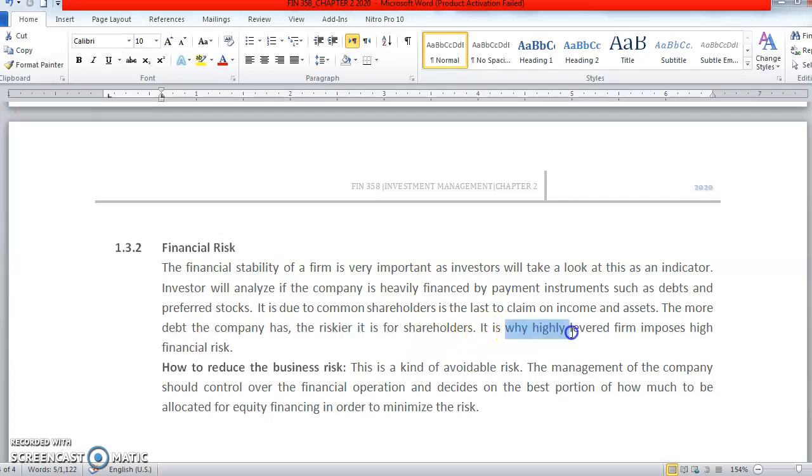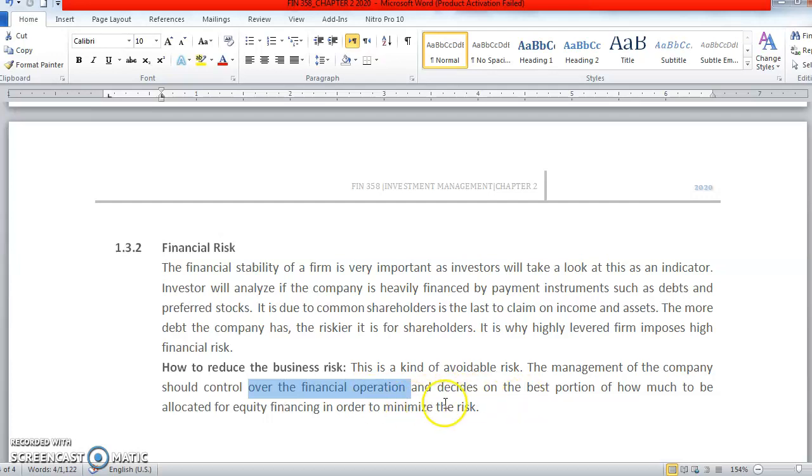So it is why normally a highly levered firm imposes high financial risk. Betul. Biasanya syarikat yang mempunyai hutang yang banyak atau kadar hutang yang tinggi ni, kita katakan sebagai high financial risk actually. So how to reduce this financial risk? Biasanya try to avoid the risk lah. So maknanya cuba kawal operasi syarikat untuk tidak terlalu depend kepada leverage. Maksud saya jangan terlalu depend kepada bond dan sebagainya, right?